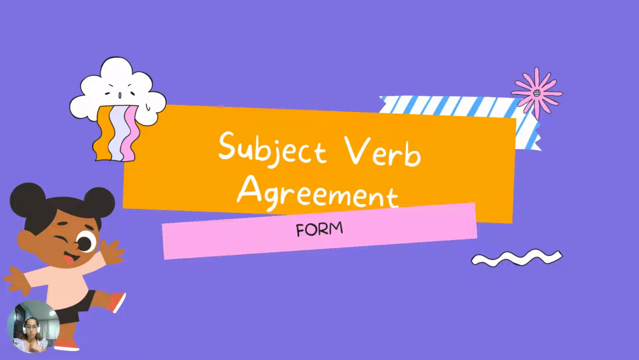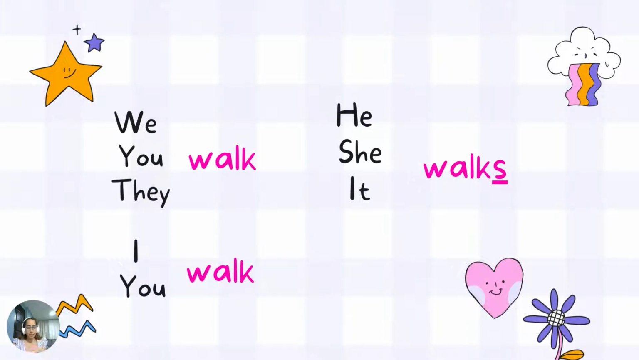Okay, now let's continue with the second topic, which is subject-verb agreement, and let's look at the form. Okay, in the present tense, we use the inflection s or sometimes es, depending on the verb, for the third person singular. We say he walks, she walks, and it walks. And with the rest of the subjects, no inflection is used. We say we walk, you walk, they walk, I walk, and you walk.